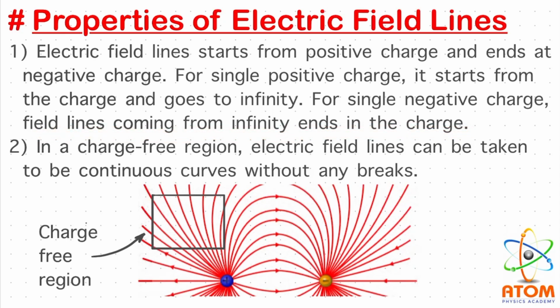Now the second is, in a charge-free region, electric field lines can be taken to be continuous curves without any breaks. You can see here, this is a portion where there is no charge inside. That means it is a charge-free region. This electric field is produced by these two charges, but in this region there is no charge. So I can draw these electric field lines continuously without any breaks.